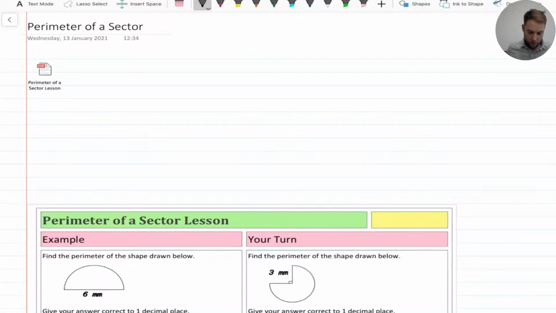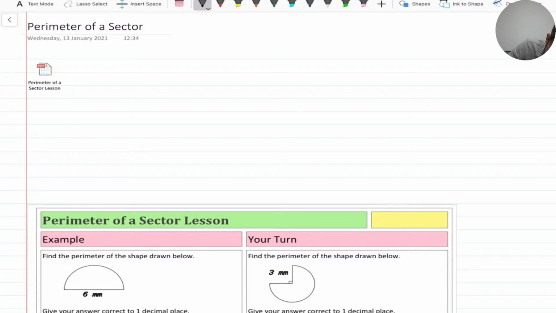Okay. So we're going to be having a look at the perimeter of a sector. Now, some people might say, well, why are you calling it perimeter of a sector? The perimeter of a circle is the circumference. However, when we're doing a sector, we're not doing all of the outside of it, but we are going to need to know what the circumference is. So let's write down what that is first.